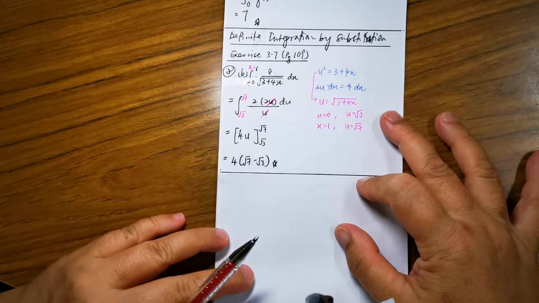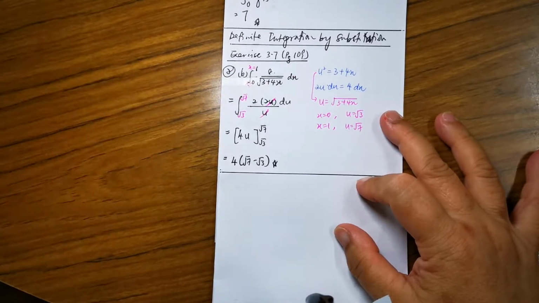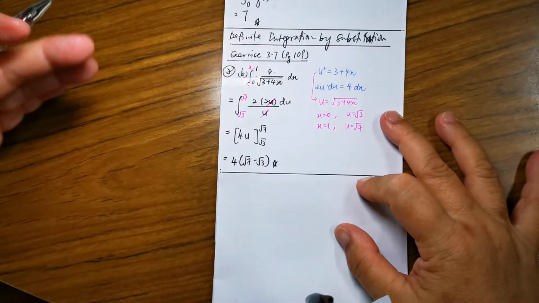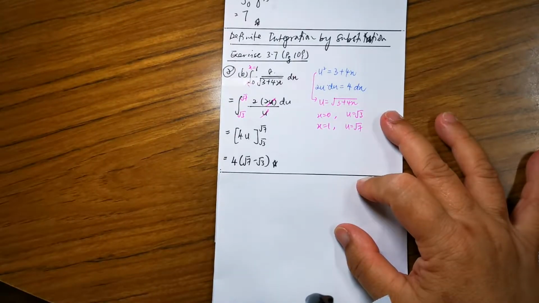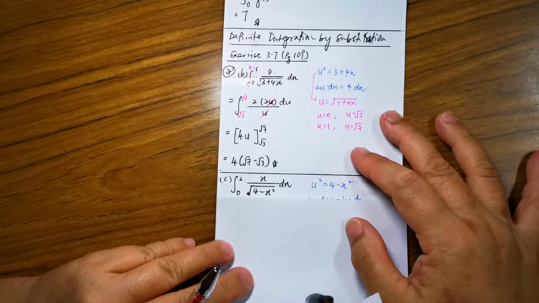Alright, okay. So the only new thing is, yes, change the values of the limits. The rest, the steps are the same as what we have done before in indefinite integration. Alright. Okay, next, as I say, I'm going to discuss C.